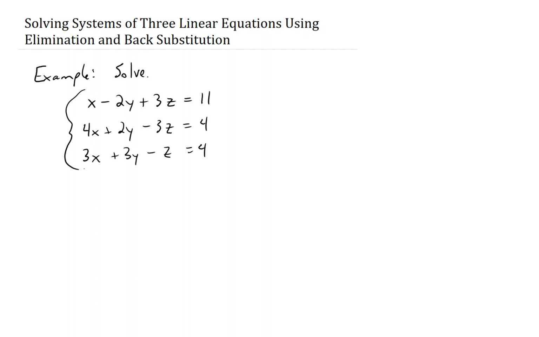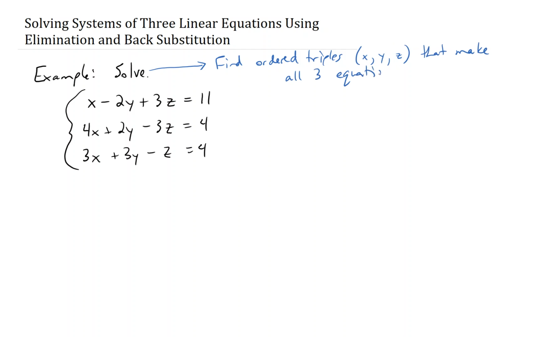Okay, so let's talk about what we're trying to do here when we say solve. We're trying to find ordered triples. An ordered triple is like an ordered pair but in three dimensions. So ordered triples are an x value followed by a y value followed by a z value. So we're trying to find any xyz combinations that make all three equations true. We're trying to find an ordered triple that satisfies all three equations.